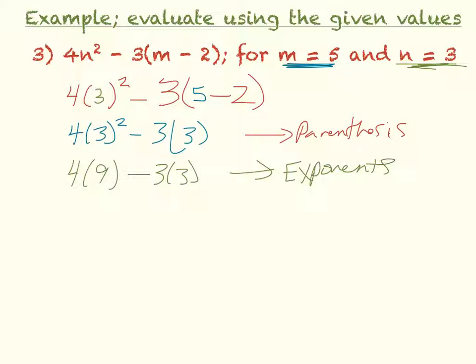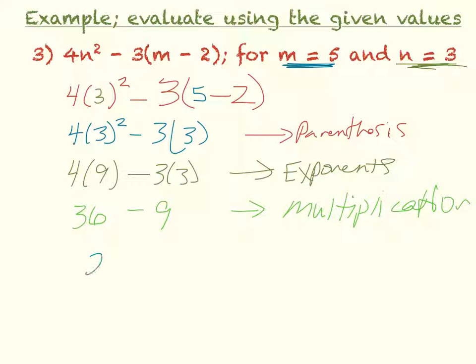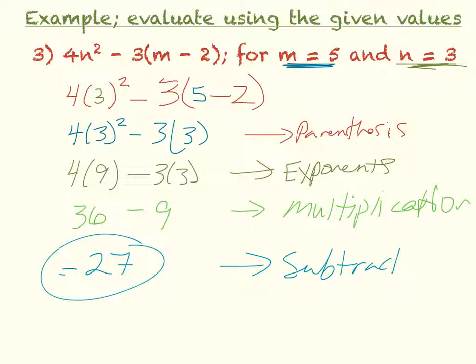And the next step would be multiplication and division. So left to right. 4 times 9 is 36. Minus 3 times 3 is 9. So that's the multiplication step. And our last step is going to be the subtraction. So 36 minus 9 is 27. And that would be the subtraction step. That's your final answer.